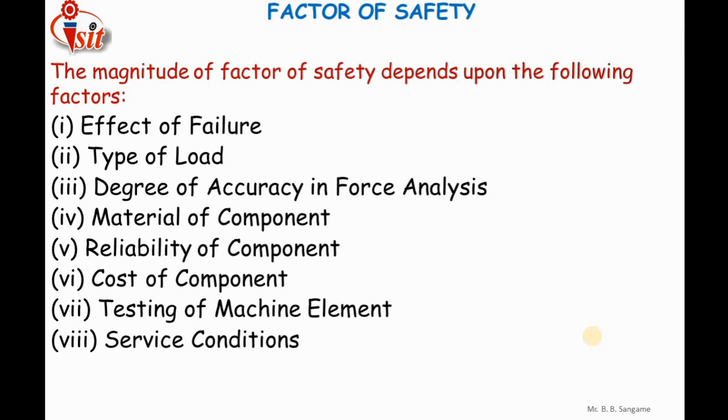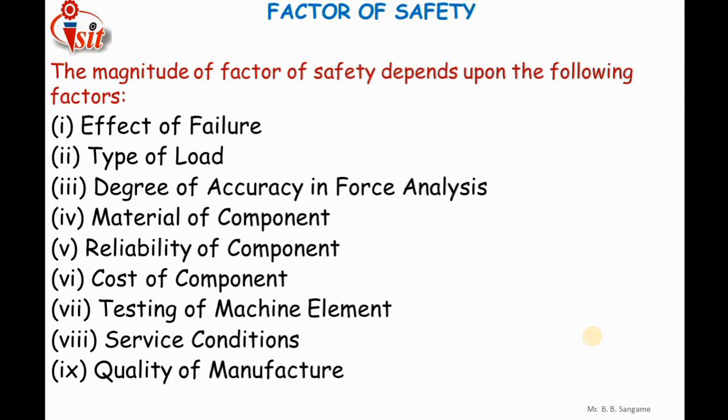Next is the service conditions. When the machine element is likely to operate in a corrosive atmosphere or a high temperature environment, a higher factor of safety is necessary. Let us take the example of a fastening device used in pressure vessels or boilers. Those nut bolts are subjected to high temperature, so there is thermal expansion. Because of that, there might be thermal stresses and the component can fail. So for these kinds of components, a higher factor of safety is required. Again, it depends on the service condition.